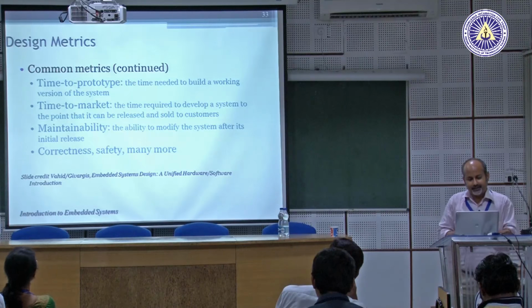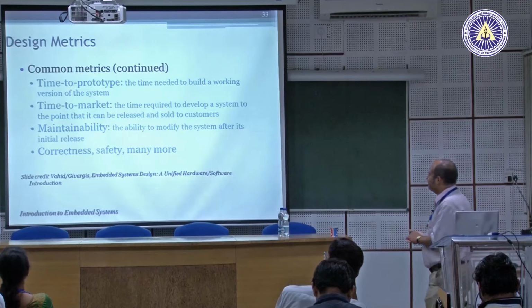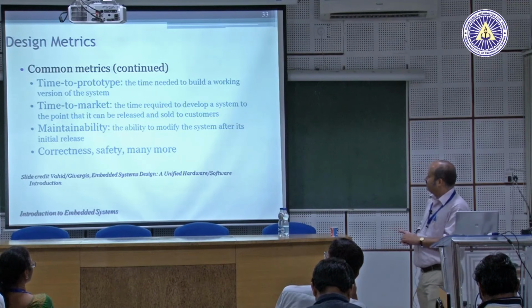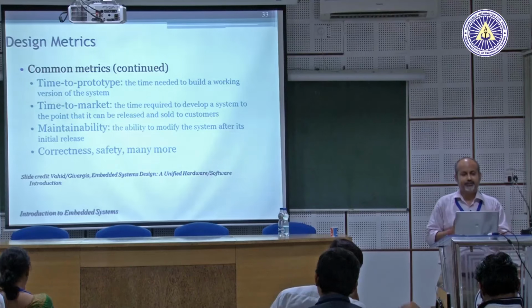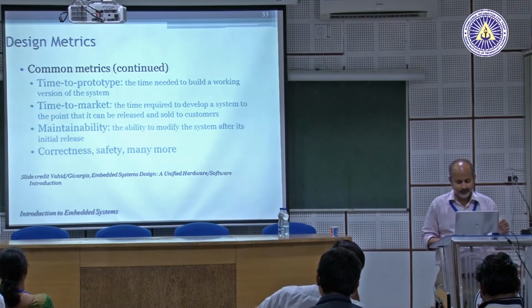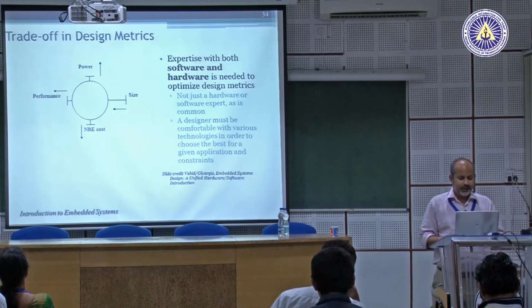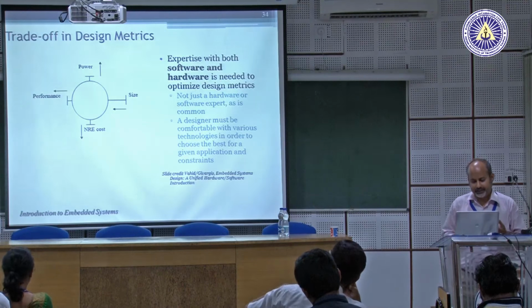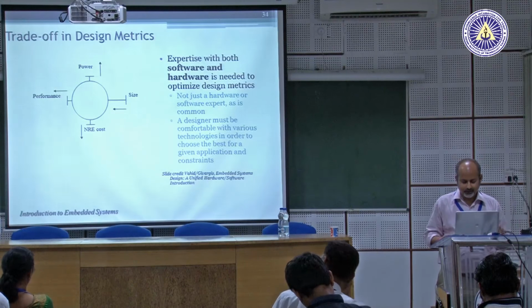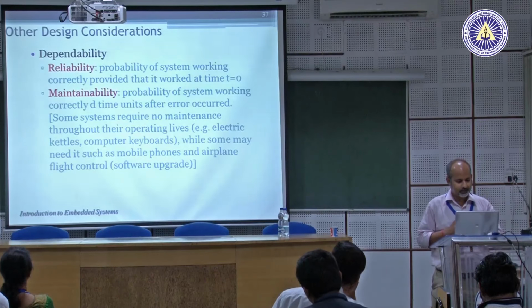The other design metrics that we have to worry about are maintainability and of course correctness and safety, which we talked about. There is always a tension between all these design metrics, as with any other product. So let's not worry about that. We already looked at this.